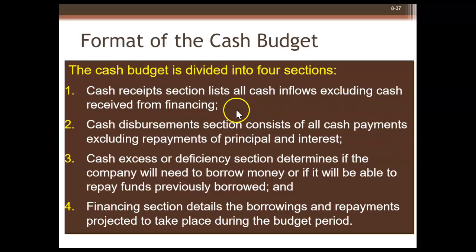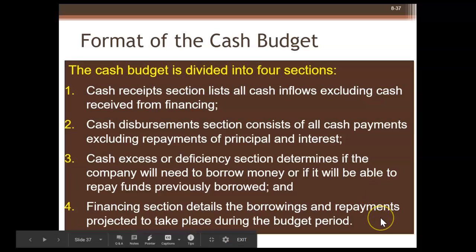So the cash receipts section lists all the cash inflows, excluding cash that comes from financing. The cash disbursement section consists of all cash payments, excluding repayments of principal and interest. And when you look at the difference between those two, you're either going to have excess cash or you're going to be deficient. If you're deficient, you're going to have to borrow some money to be able to repay funds that were previously borrowed. The financing section details the borrowings and repayments projected to take place.